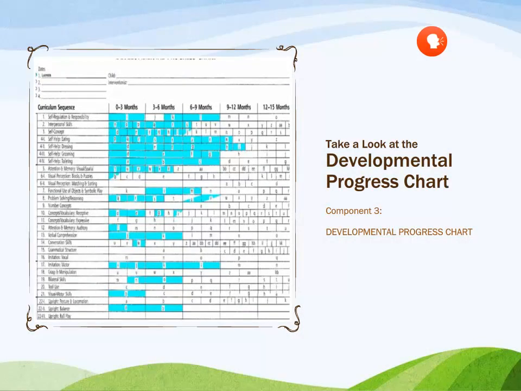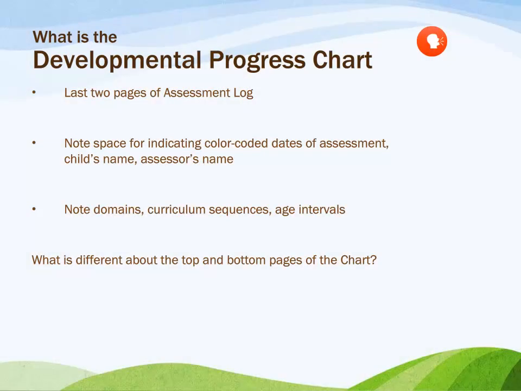Turn now to the last pages of the assessment log, where the developmental progress chart is located. The developmental progress chart is on the last 2 pages of the assessment log. It includes a key at the top left of the page where you can record the date of each assessment, the color of the pencil used to complete the chart for that date, the child's name, and the assessor's name.